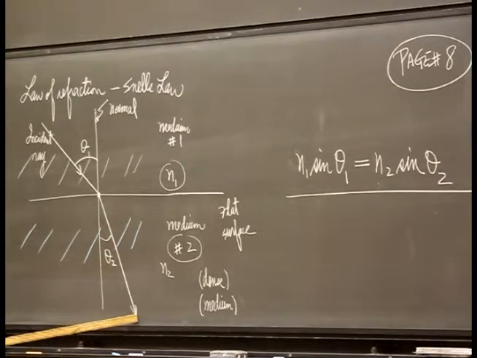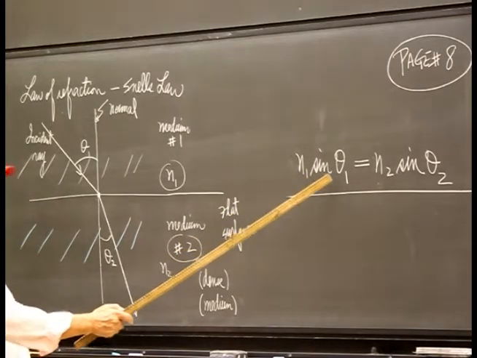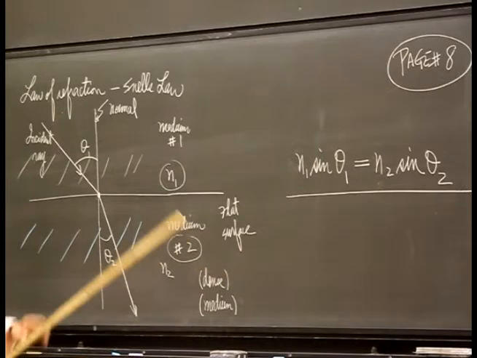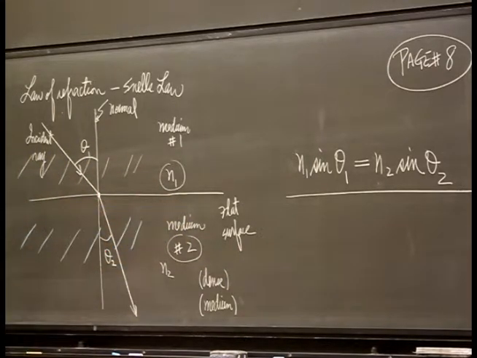But if the light comes from a dense medium to a less dense medium, the light ray will bend away from the normal. So this is retraceable in this direction. The law of refraction says n sub 1 times sine theta 1 equals n2 times sine theta 2. This is basically related to a flat surface.